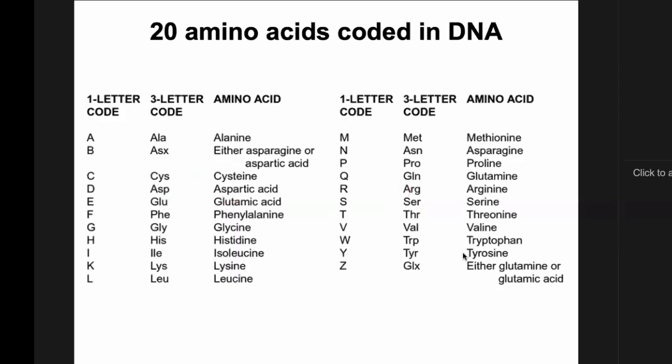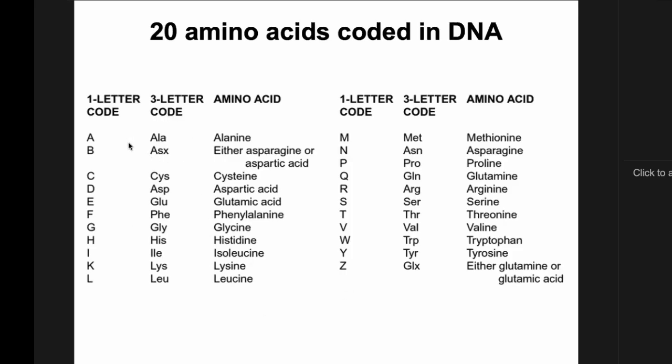There are shorthand codes, abbreviations, for all of these amino acids. Sometimes when you see the amino acid sequence for a protein, you'll see it written out as a series of abbreviations rather than writing out the full names of every amino acid, which would be very cumbersome. So every amino acid gets a 3-letter code. I actually have these memorized, but I don't expect you to memorize these either.